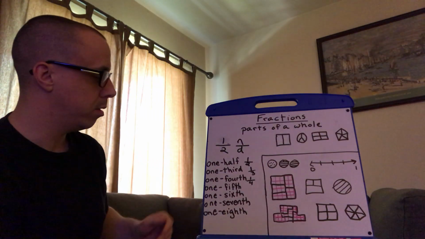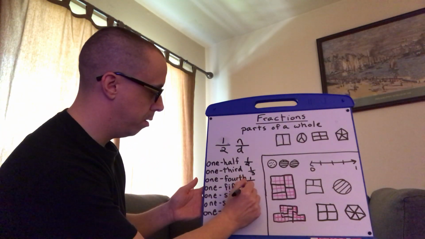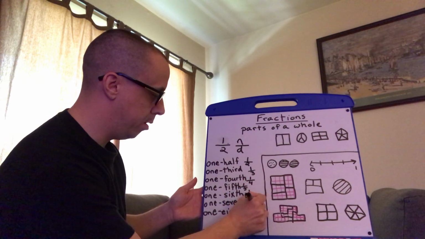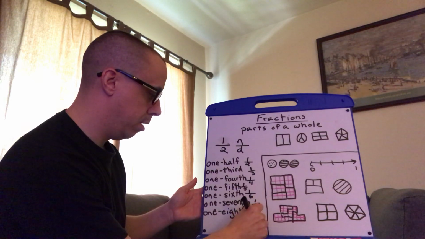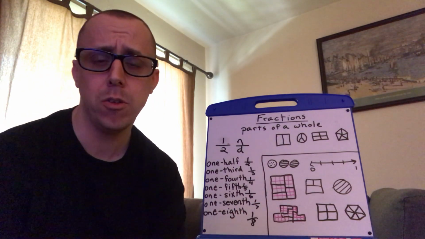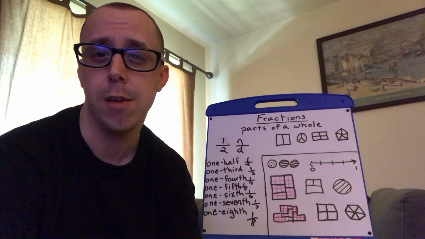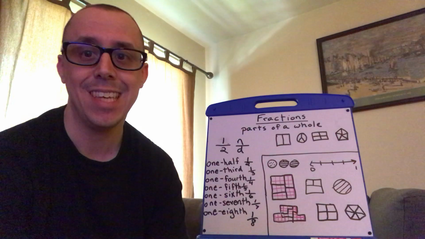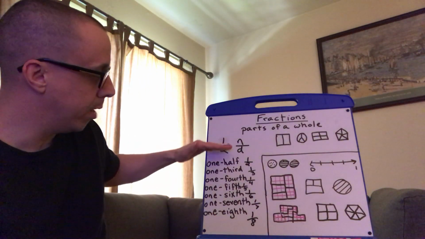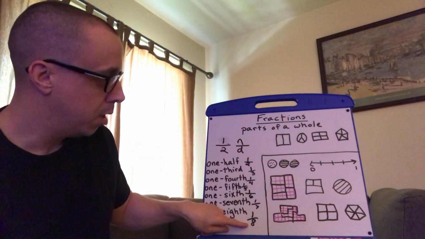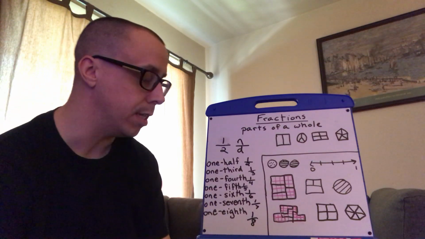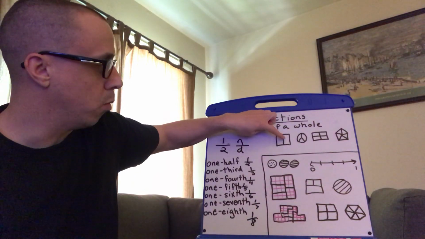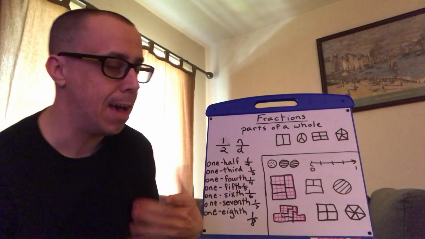And we go on. 1/5, 1/6, 1/7, and 1/8. But the thing that you need to know here is that unit fractions always have a 1 in the numerator. The interesting thing about unit fractions is that the bigger the denominator gets, the smaller the fraction actually is. So 1/2 is pretty big. If we look here, okay, 1/2 represents half the object.